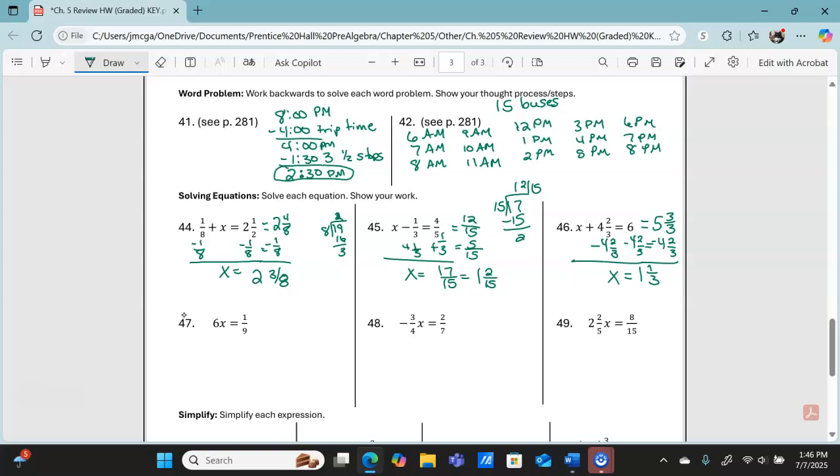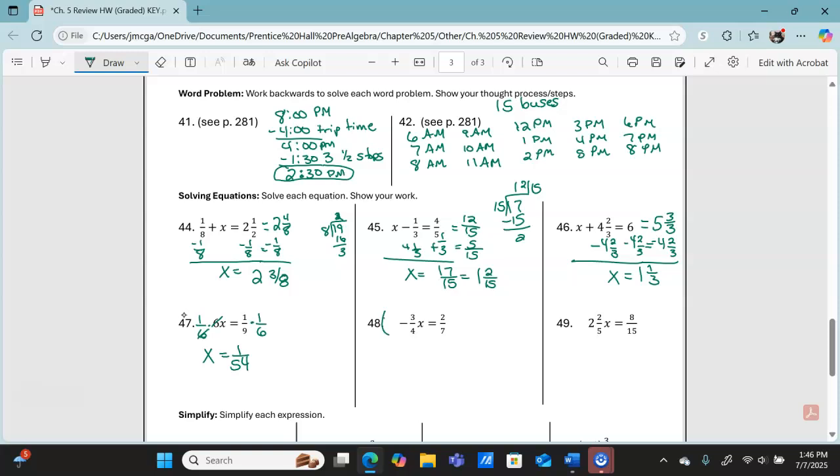On this, the opposite of multiplying by 6 is dividing by 6, but because of that fraction on the other side, I'm going to write the division as multiplying by 1/6, because that would cause that to cancel, leaving me with x equals 1/54. The reciprocal of 6 is 1/6.